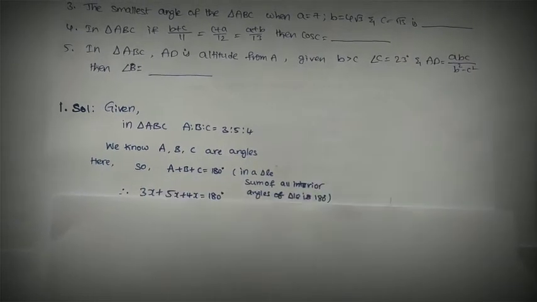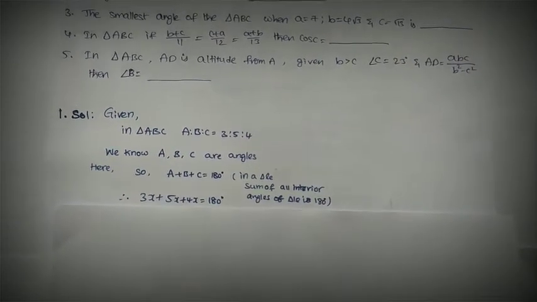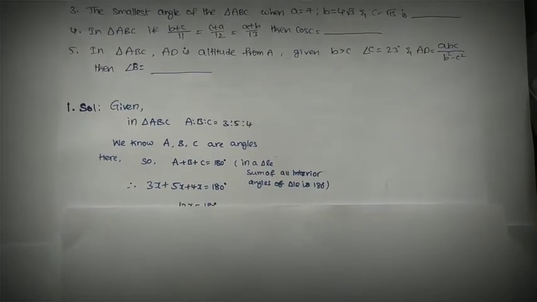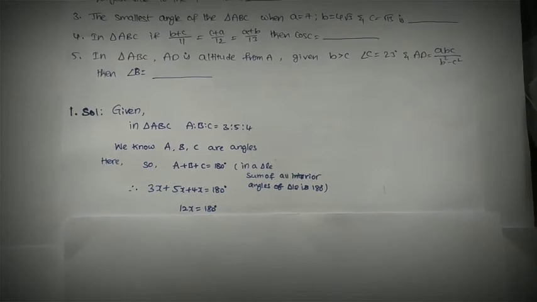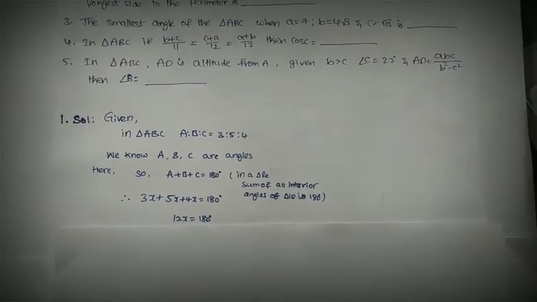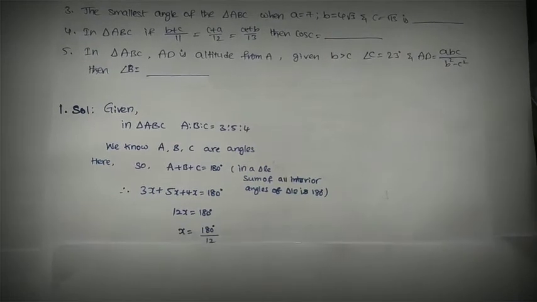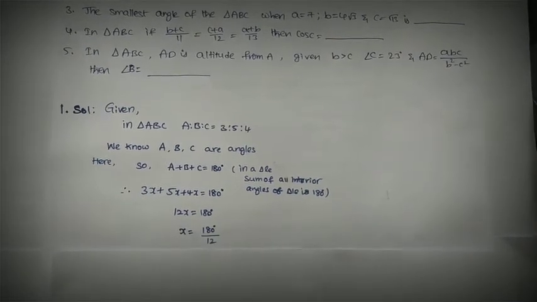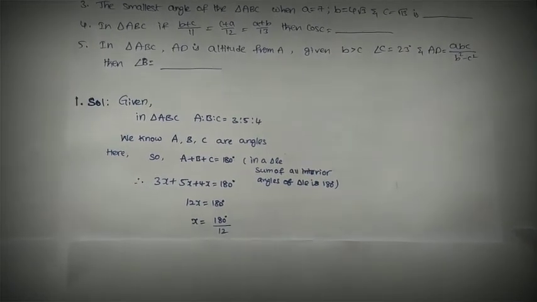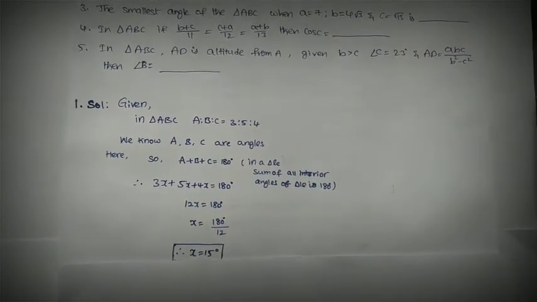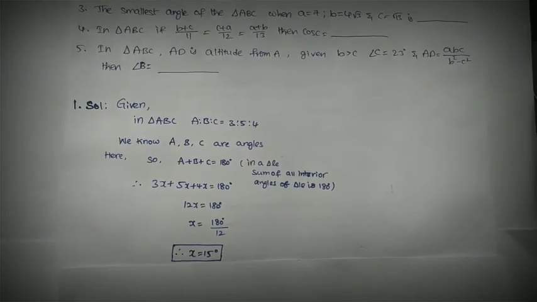So what we know about the interior angles in a triangle is that the sum of the interior angles of a triangle is 180 degrees. So by using that I am writing A plus B plus C equals 180 degrees, and we know they are in the ratio 3:5:4. So I am writing 3x plus 5x plus 4x equals 180 degrees. This sum on the LHS will give us 12x equals 180 degrees, and if we divide both sides by 12, you will get x equals 180 degrees by 12. So by cancelling, x equals 15.